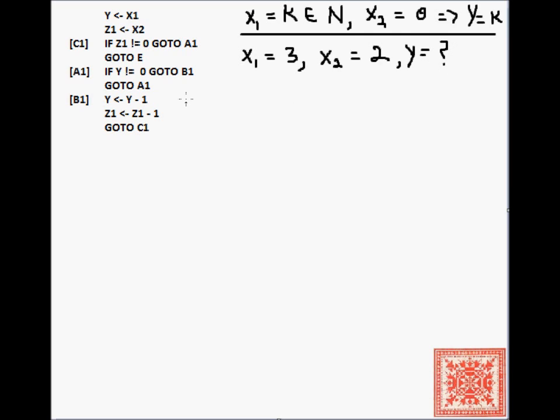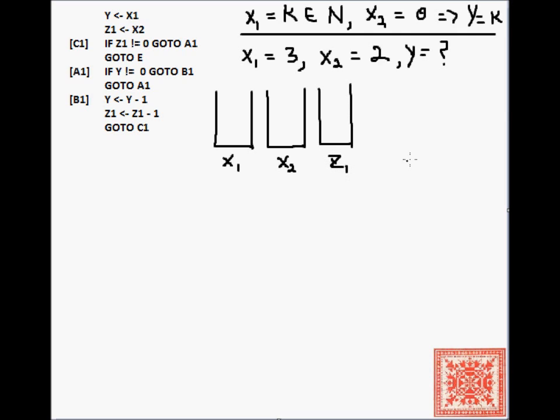So what is y, the value of y in this case? So let's do the bins. So we have x1, and we have x2, then we have z1, and the fourth bin is y. So x1 is 3, x2 is 2, z1 is the value of x2, also 2. Okay, and then, let's draw the bin for y.